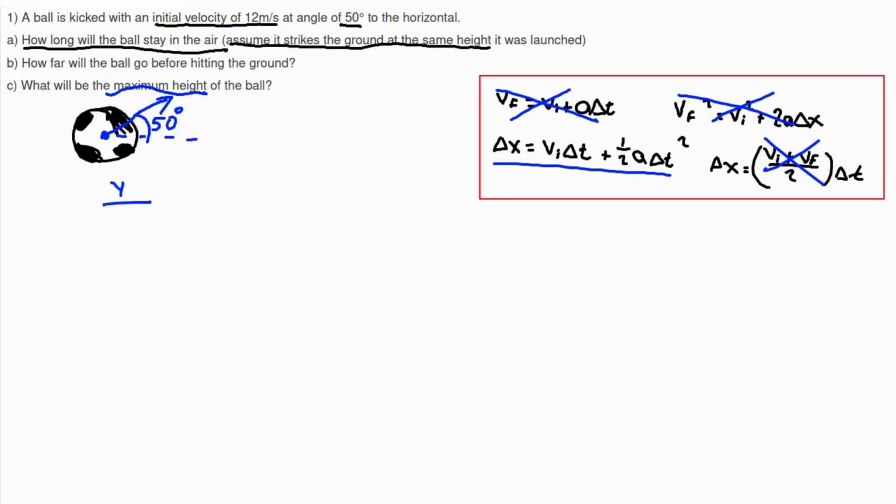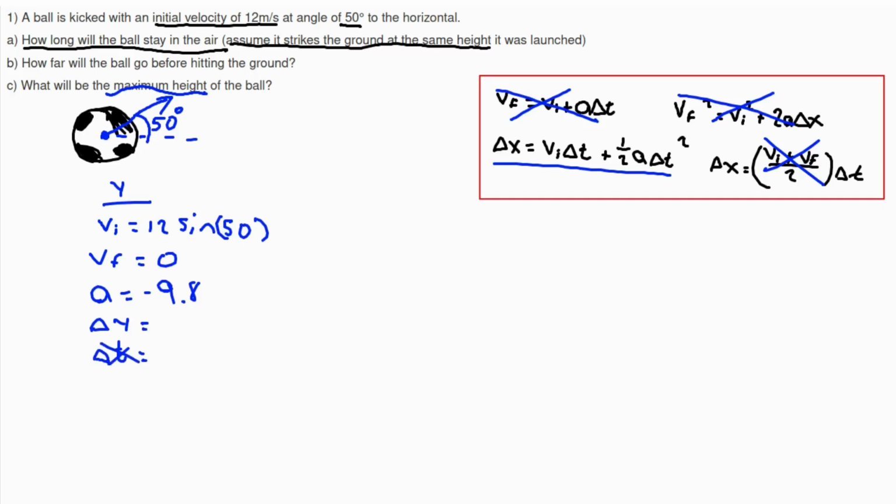So let's look at our y. We can ignore x. We're dealing with height, so that's not really important. Our initial vertical velocity is 12 times sine 50. Our final is going to be 0. That's the cheat code. Just put 0 in. Acceleration is still negative 9.8. We're looking for displacement, delta y. And then finally we have time, but we don't really care about that, so we can just ignore it.